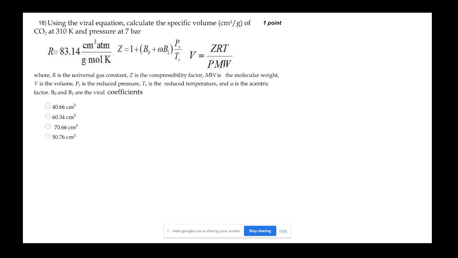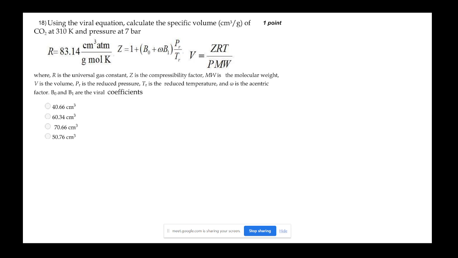Next question is, using the virial equation, calculate the specific volume of CO2 at 310 Kelvin and pressure at 7 bar. You are given the correlation for Z and the non-ideal equation of state. So there are some more correlations that you need to use.